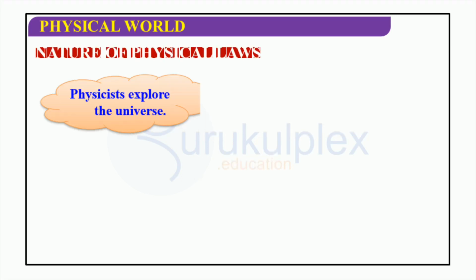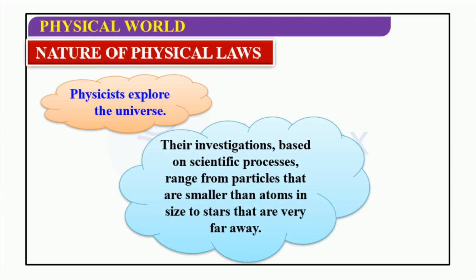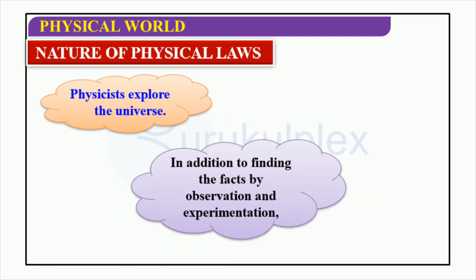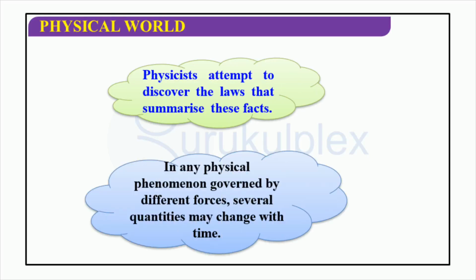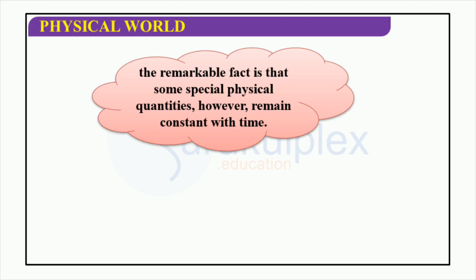Physicists explore our universe to uncover its secrets, ranging from measuring tiny particles to understanding distant stars. They use scientific processes to seek the truth and uncover evidence that can improve our comprehension of the environment. By making these discoveries, they gain insight into our universe that may otherwise go unnoticed. Physicists endeavor to uncover the laws that govern the physical world. Various components may manifest variations over a period of time during a physical event, yet an intriguing and significant phenomenon is that certain physical quantities remain unchanged despite other variables being in a state of flux.